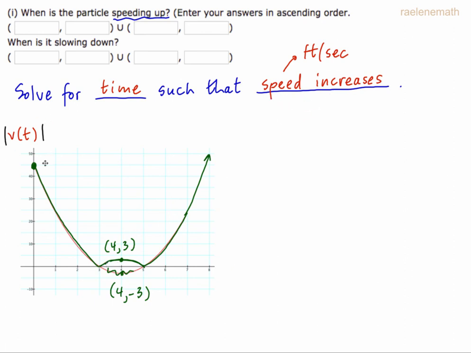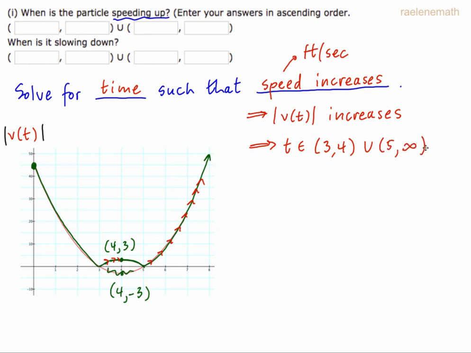And so the question of when is the particle speeding up is the same as when is the speed graph increasing. If we look at the speed graph increasing, we can see from 3 until 4, and then 5 until infinity. Speed increases is equivalent to saying the absolute value of the velocity graph increases, and from the velocity graph we get the speed graph, which tells us that time is contained from 3 until 4, union 5 until infinity.